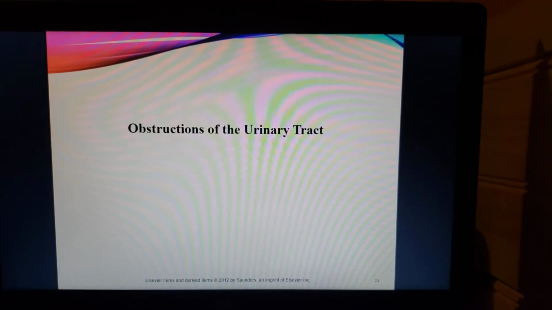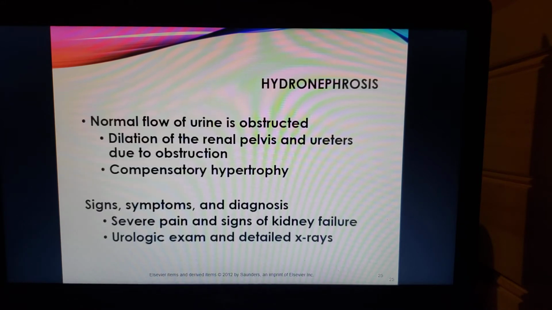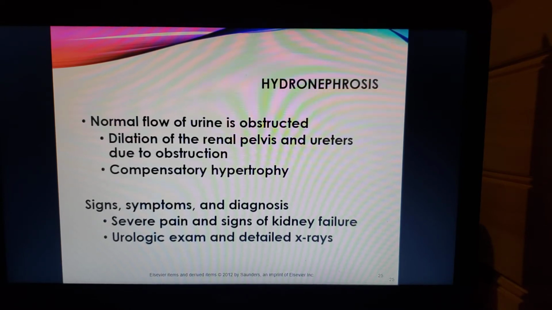Right, this is chapter 34, part 2. We're beginning with obstructions of the urinary tract. I want to talk about hydronephrosis, which occurs when there is some type of obstruction of the normal flow of urine. You get a dilation of the renal pelvis and the ureters. That obstruction causes a backflow, basically.